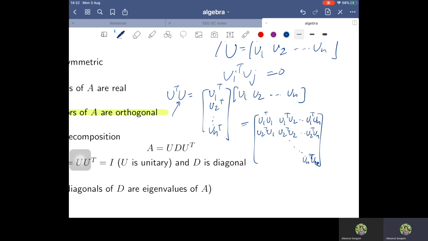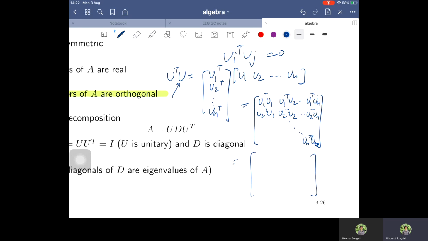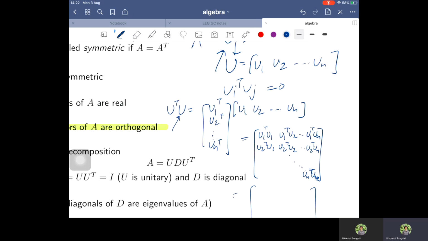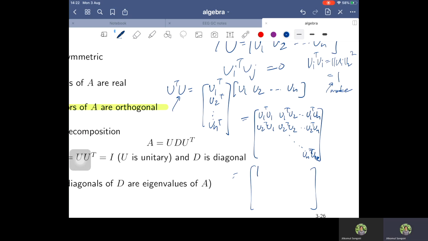And remember that you can scale the eigenvectors by any scalar. So let me assume that you just scale it so that Ui transpose Ui, which is the norm of Ui squared, equals 1. You just normalize the eigenvector, so the diagonals are 1. This is what you intend to do: normalize the eigenvector so that the norm is 1.